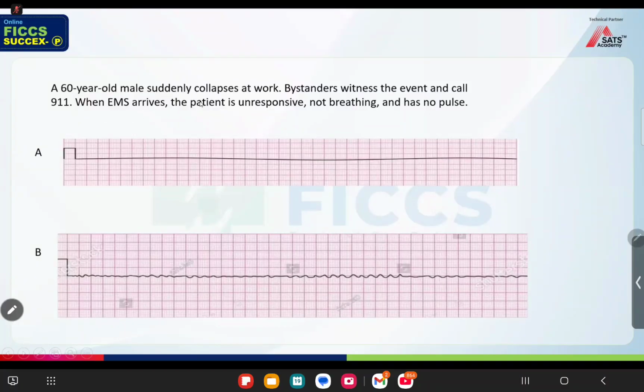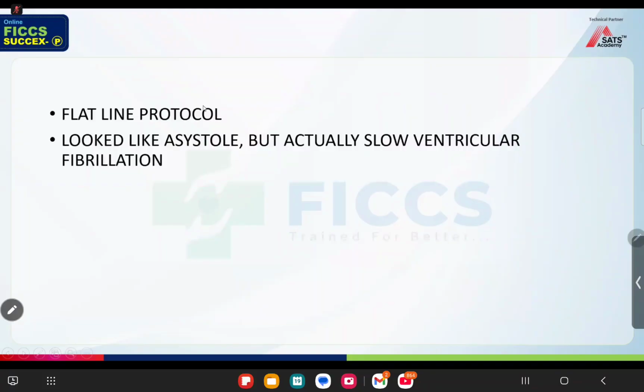So this is a 60-year-old male who suddenly collapses at work. Bystanders witness the event and call 911. When EMS arrives, the patient is unresponsive, not breathing, and has no pulse. So what is it, Dr. Urvi? The ECG shows an asystole, but when we are increasing the gain, we can show small ventricular fibrillation activity.